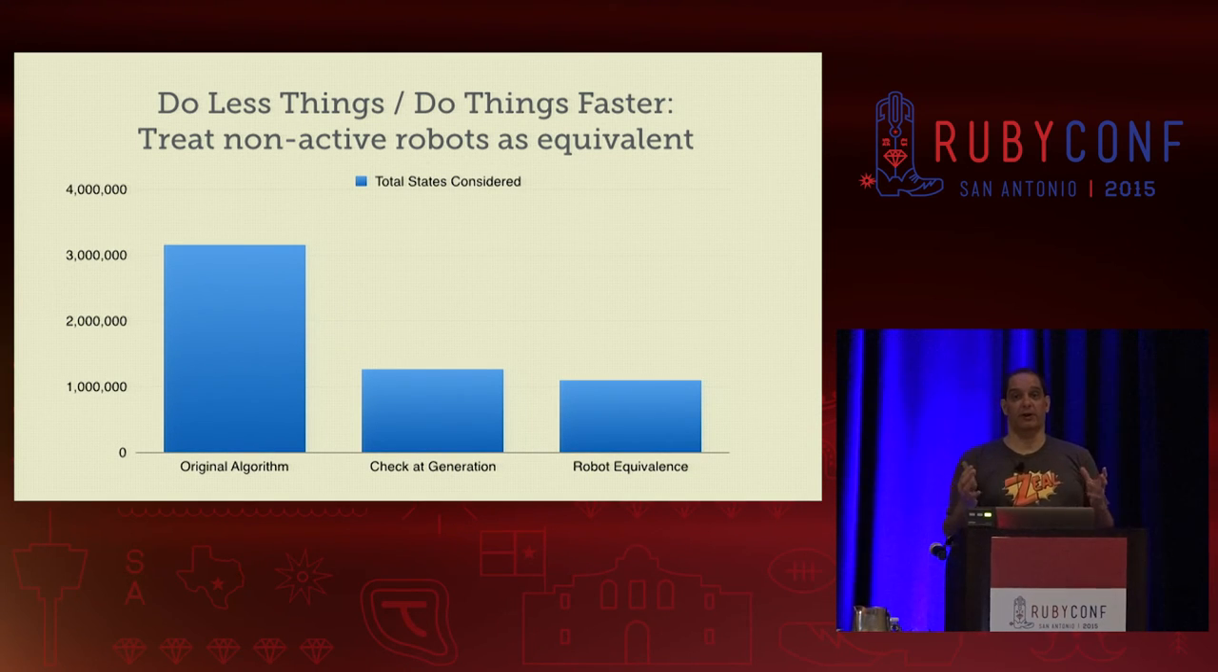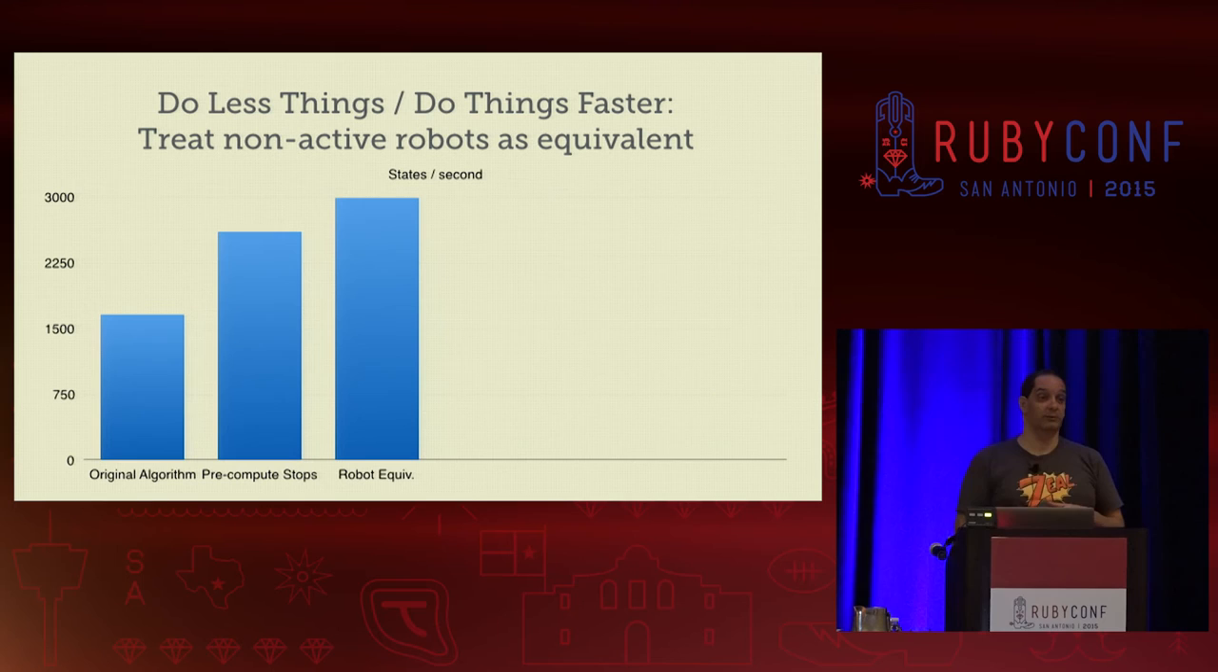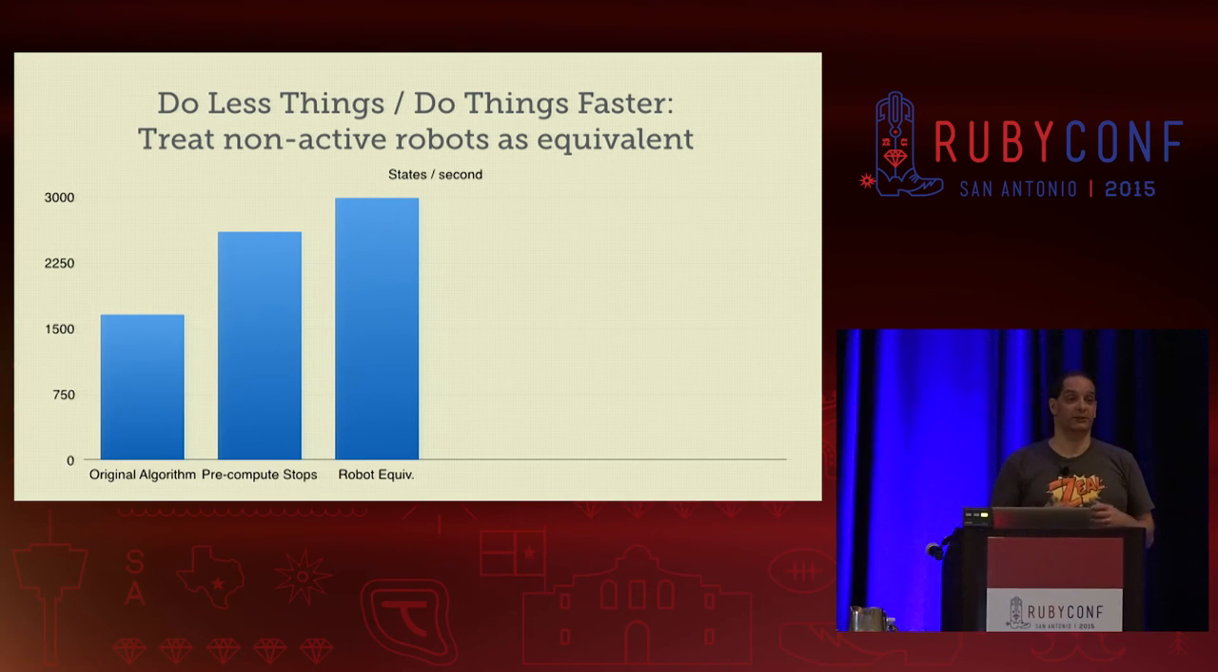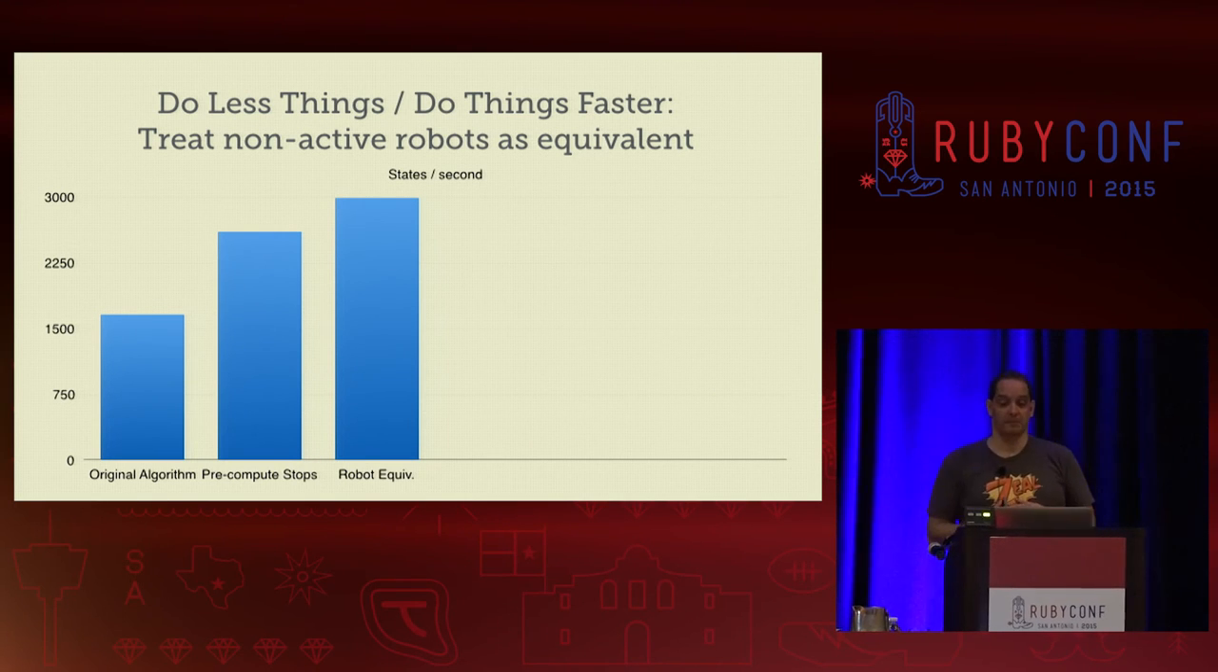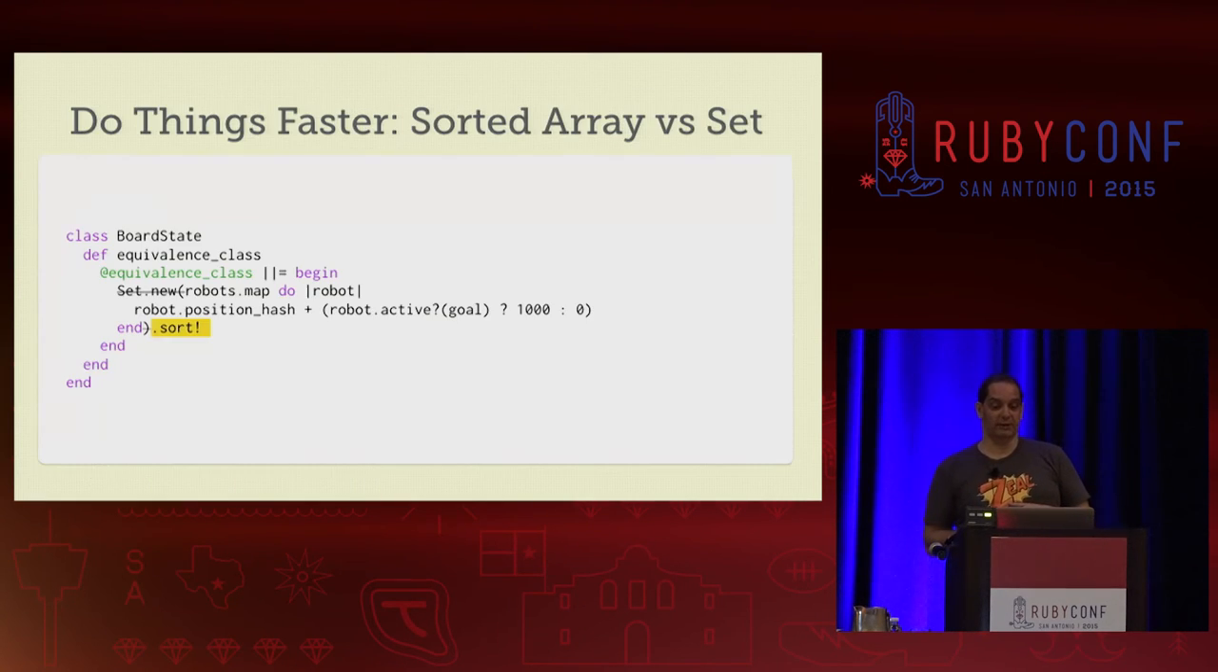But it turns out that comparing those equivalence classes was faster than actually comparing the whole board state like I'd been doing before. So it turned out to make things faster as well. That was kind of cool. And then another little mini optimization: I discovered that if I take those equivalence classes and instead use an array and sort it, so I'm not sure if you can see the line there, but I've crossed out the set new part and added a dot sort on the end.